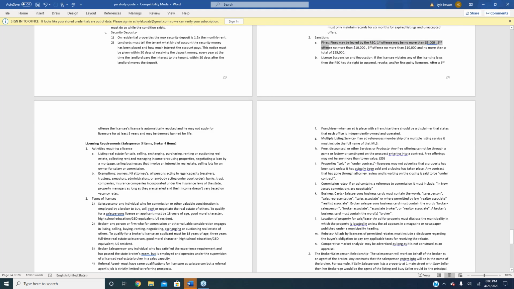Then we have the fines here. As far as the fines are concerned, for a first offense, you can be fined up to $5,000. For a second, up to $10,000. For a third, up to $10,000, for no more than $25,000 total. It's kind of like three strikes, you're out. After you commit three violations, you're done.